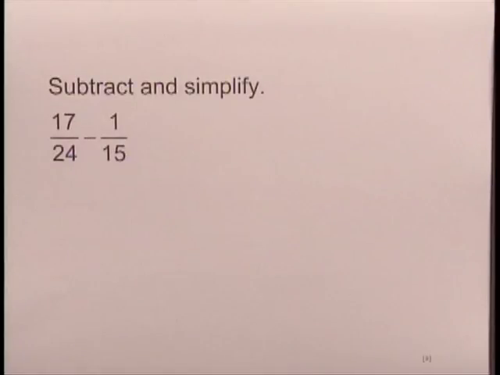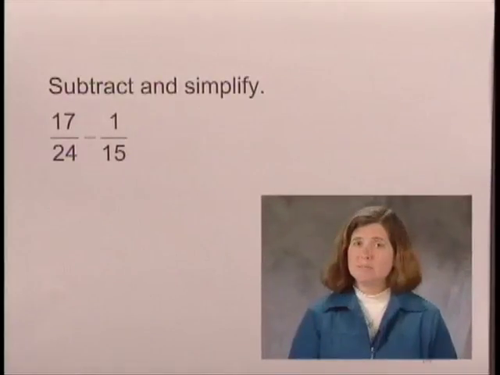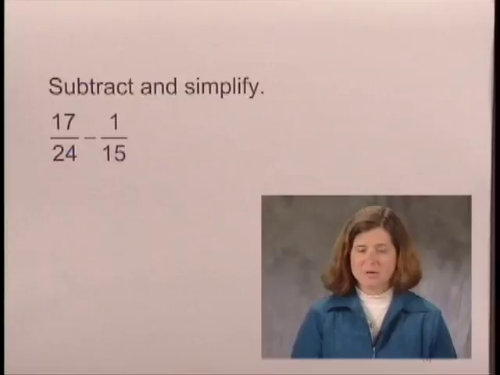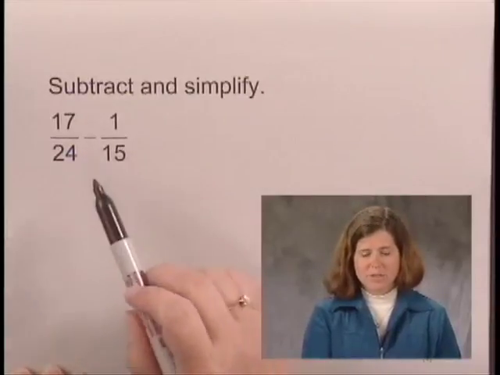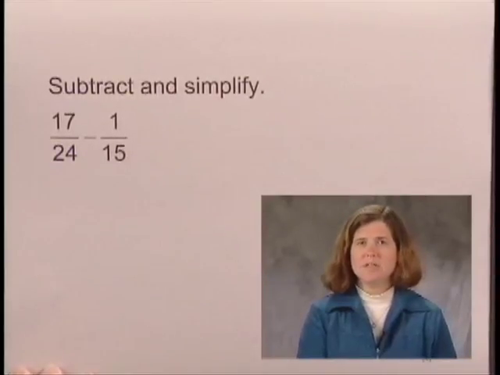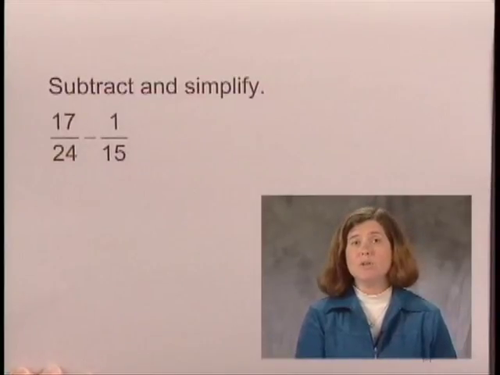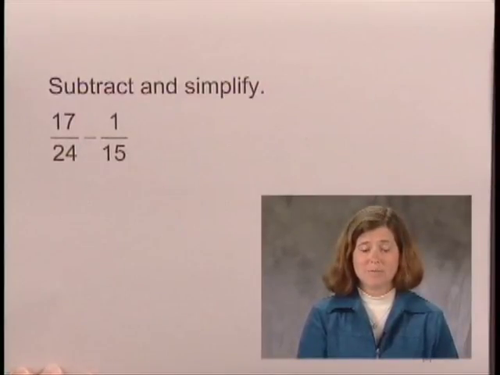In this exercise, we'll subtract and simplify 17/24 minus 1/15. Before we can subtract, we must have a common denominator. The denominators of these fractions are 24 and 15, so we need to find the least common multiple of 24 and 15 in order to rewrite the fractions with a common denominator.